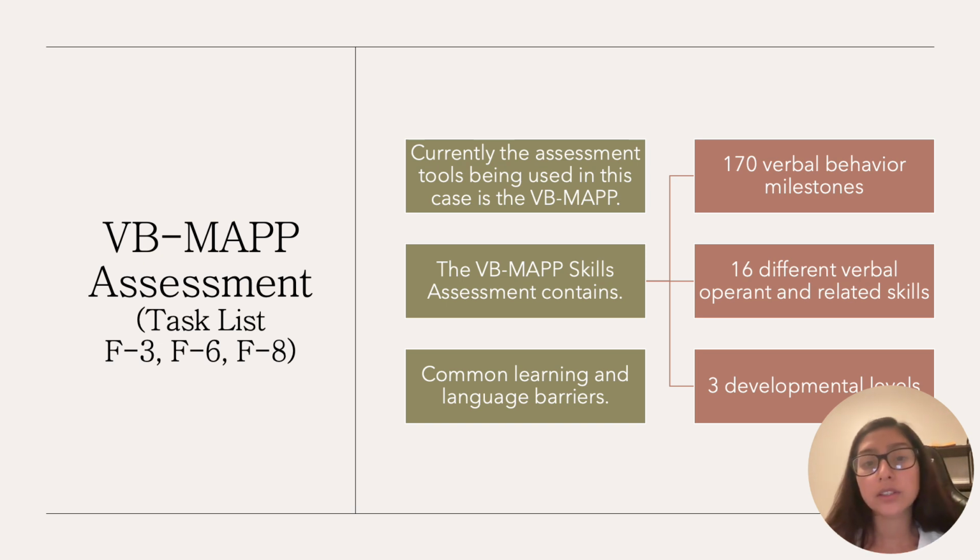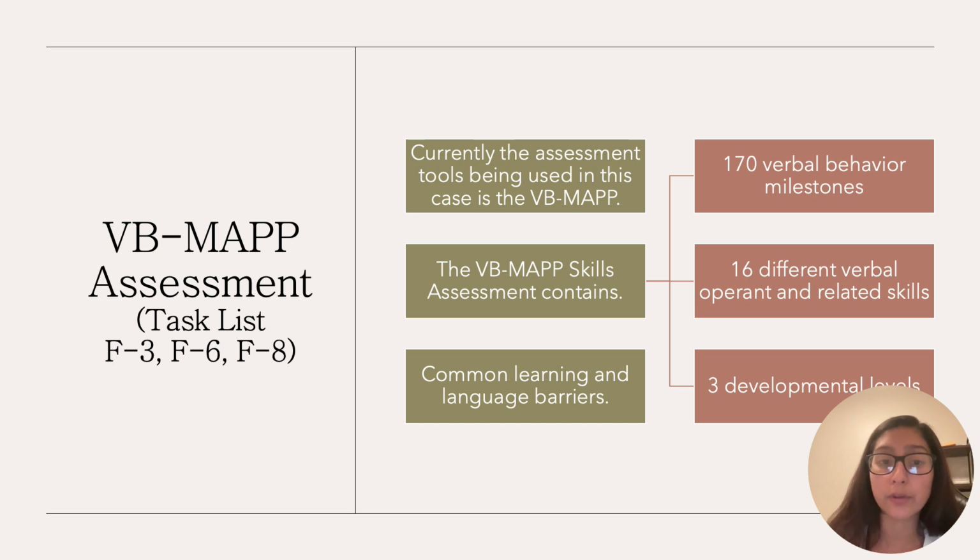The VB-MAPP skill assessment contains 170 verbal behavior milestones and 16 different verbal operants and related skills, and it's broken down in 3 developmental levels: 0 to 18 months, 18 to 30 months, and 30 to 48 months. This includes the 30 to 48 months, which is the 3 to 4 years old range, which is perfect for the client at this point in the study.